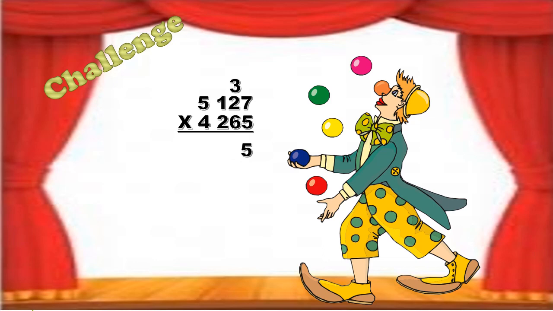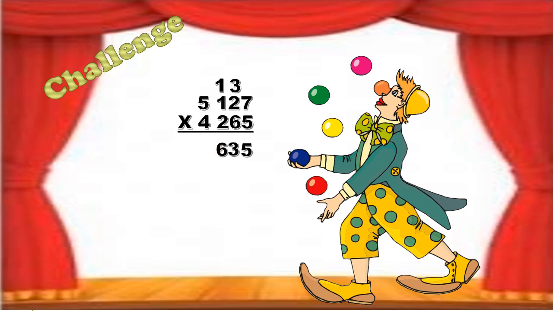5 times 2 equals 10. 10 plus 3 equals 13. Regroup 13 as 3 tens and 100. Place your 3 tens under your tens column. Carry your 100 above your hundreds column. 5 times 1 equals 5. 5 plus 1 equals 6. Place your 600 under your hundreds column.